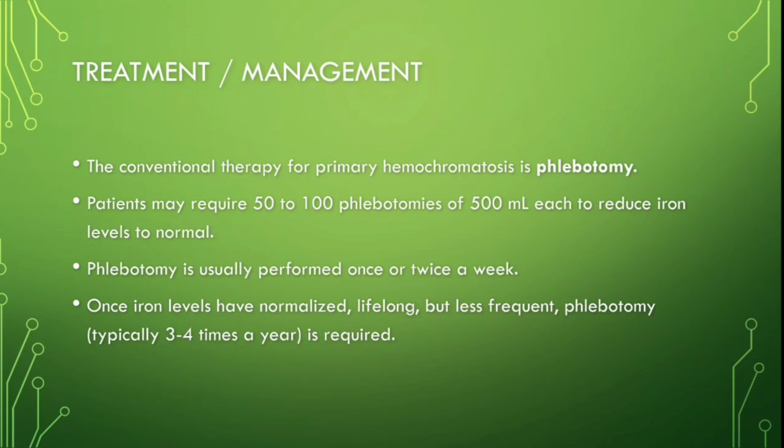Management. So the conventional therapy for primary hemochromatosis is phlebotomy, basically making a patient bleed. So a patient may require 50 to 100 phlebotomies of 500 ml each to reduce iron levels to normal. The phlebotomy is usually preferred to be done once or twice a week. Once iron levels have normalized, lifelong but less frequent phlebotomy is advised, such as maybe doing one phlebotomy every 3 months. So that is roughly 3 to 4 times a year.